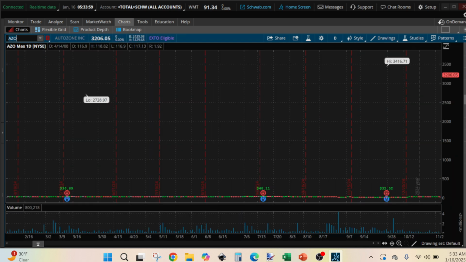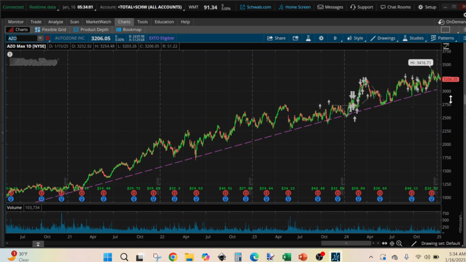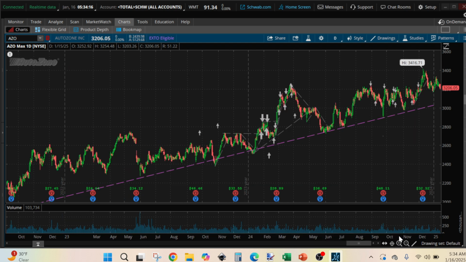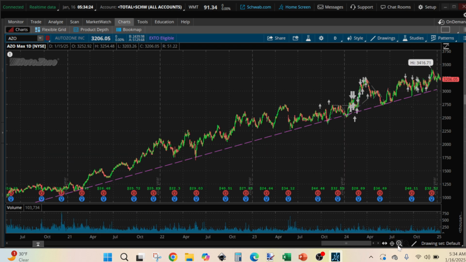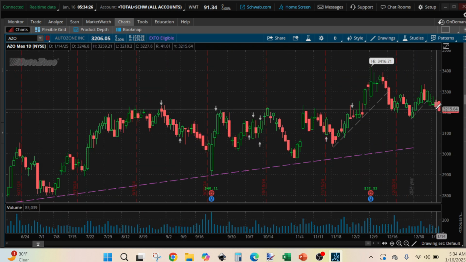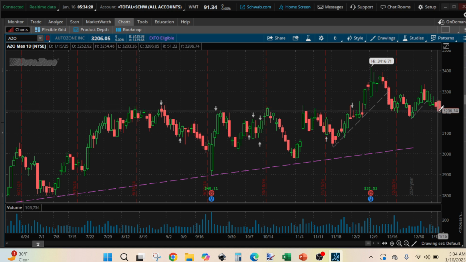AZO. AZO, in fact, you can tell the color of the last price bar by the color of the price that is highlighted. That is highlighted red, therefore that last price bar is red. AZO, we like to buy at this trend line, but right now it is a little bit above it. And yesterday's price, you see, was a pullback. We have 2 days of pullback there.